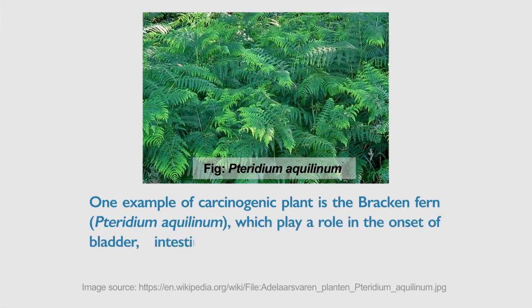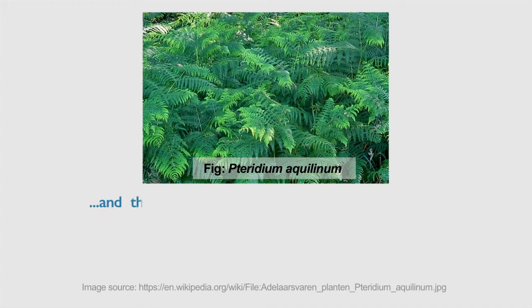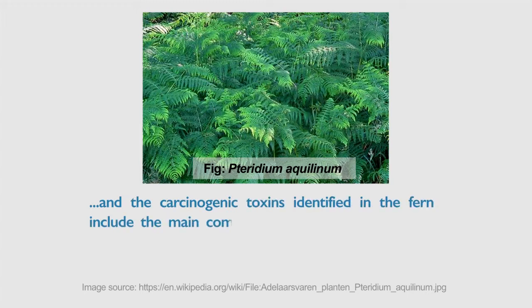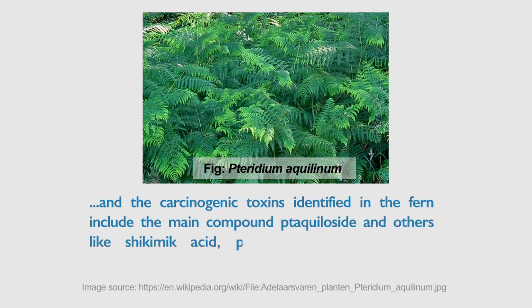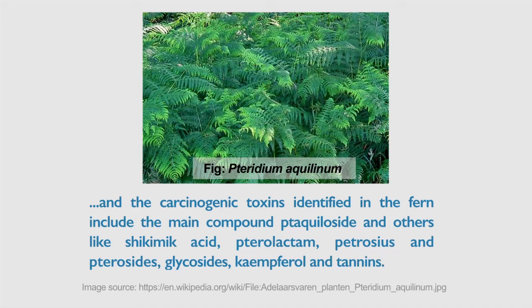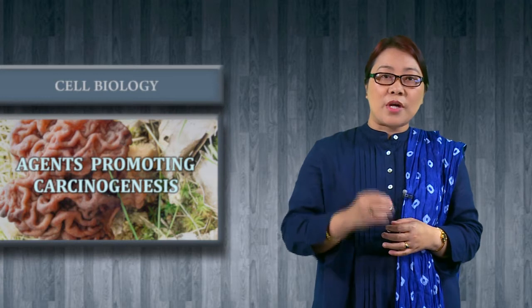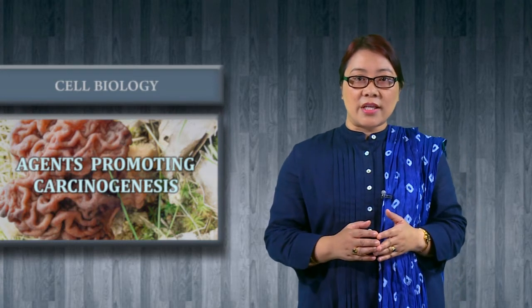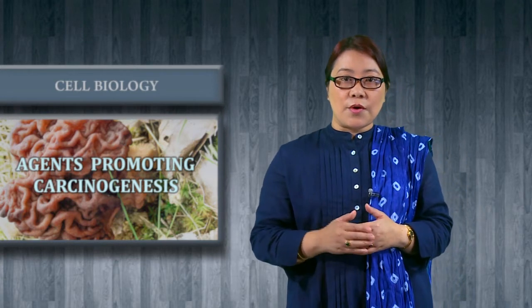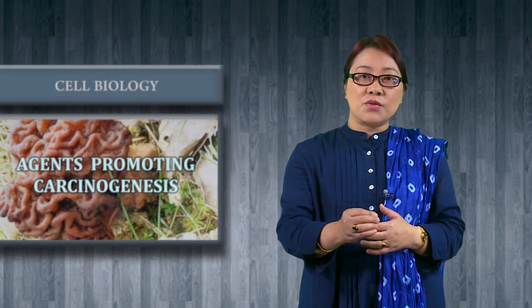One example of a carcinogenic plant is the bracken fern or Pteridium aquilinum, which plays a role in the onset of bladder, intestinal and other cancers in some herbivorous species, and the carcinogenic toxins identified in the fern include the main compound ptaquiloside and others like shikimic acid, pterolactam, glycosides, kaempferol and tannins.